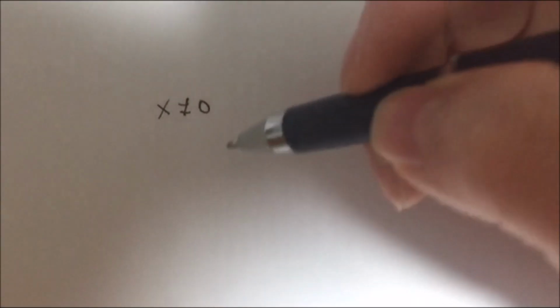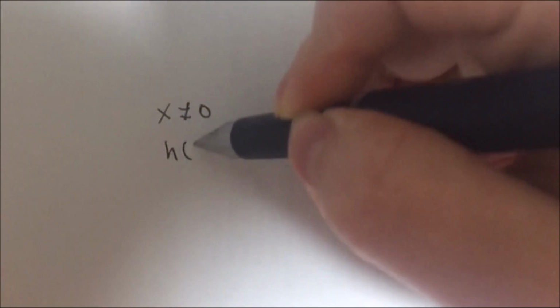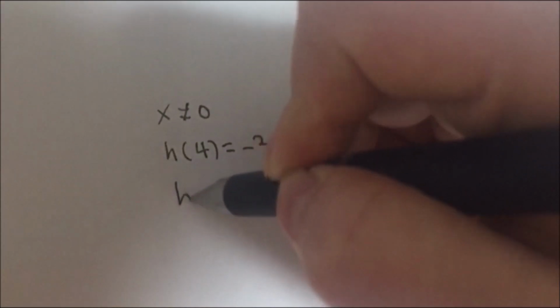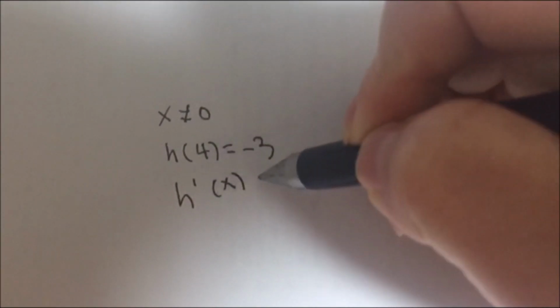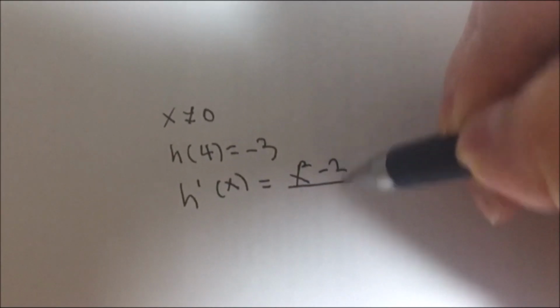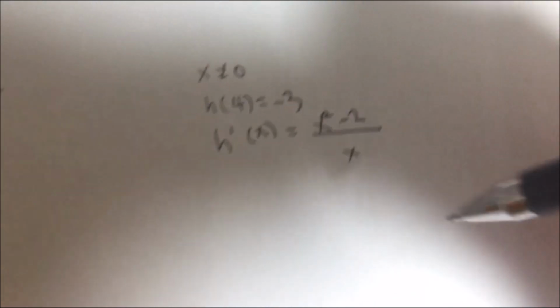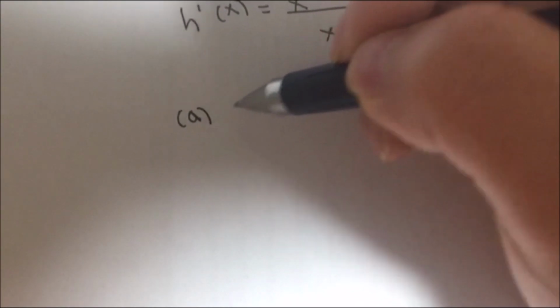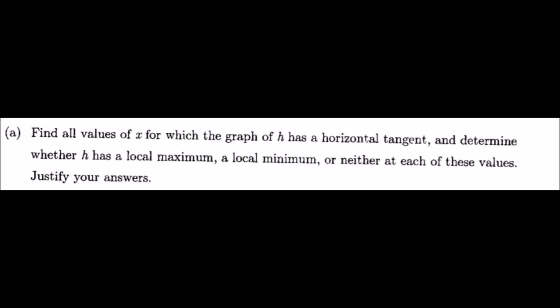Let h be a function defined for all x except 0 such that h of 4 equals negative 3 and the derivative of h is given by h prime of x equals (x squared minus 2) over x for all x except 0. So part A says, find all values of x for which the graph of h has a horizontal tangent and determine whether h has a local maximum, local minimum, or neither at each of these values.